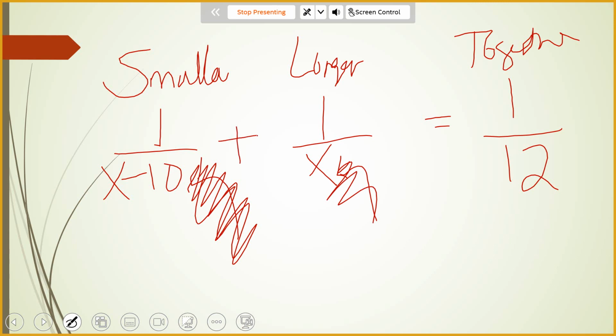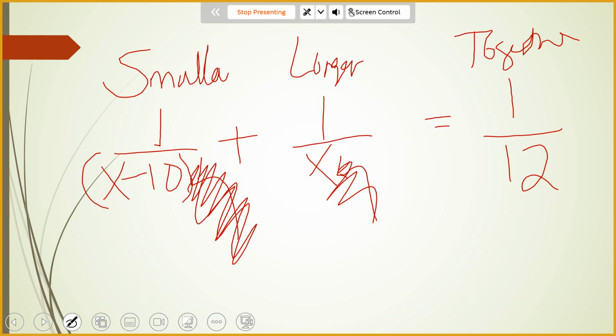But here's the difference between our first example and the second example. Please put parentheses around this bottom because there's more than one item there. So I don't want you working ahead here. Make sure you have this equation down before I remove this from the screen. 1 over x minus 10 plus 1 over x equals 1 over 12.